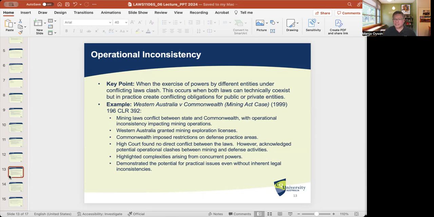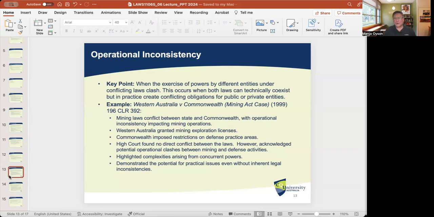So in a sense, there was a clear clash in terms of the attempt on the part of mining companies to exercise their rights on the basis of the mining exploration licenses they had, because when they went into certain areas, there were restrictions imposed by the Commonwealth Parliament, because those areas were considered to be defense practice areas. And as far as Western Australia is concerned, it relies so much on royalties and revenues coming from the mining industry. It wanted to ensure that the mining exploration licenses it grants to mining companies could be fully utilized.